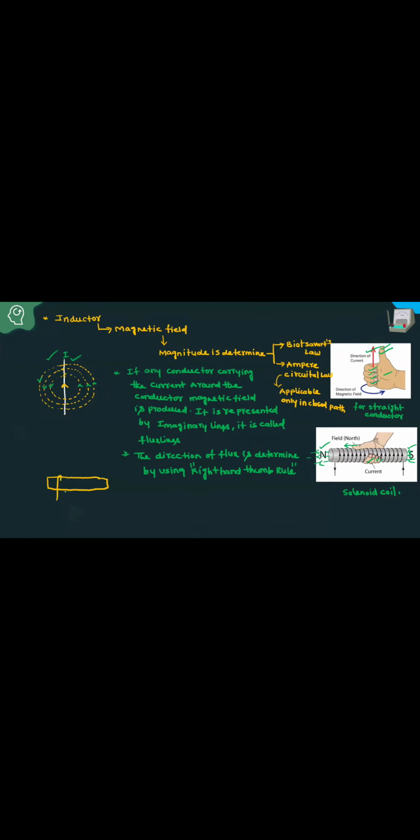This is the current direction. This is the coil. And if the current direction is given like this, then apply the right hand thumb rule, friends. Take the right hand: the curved fingers indicate current direction, the thumb indicates flux direction. The flux lines are starting here and going like this. Wherever it is starting, this is the north pole, and where it is entering, this is the south pole.